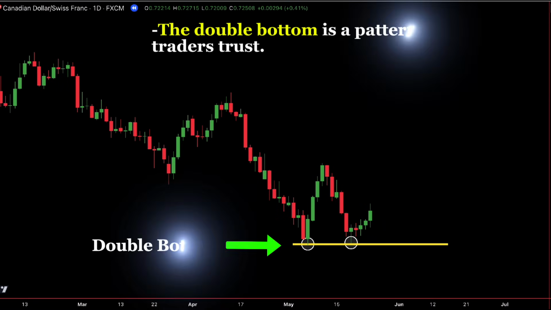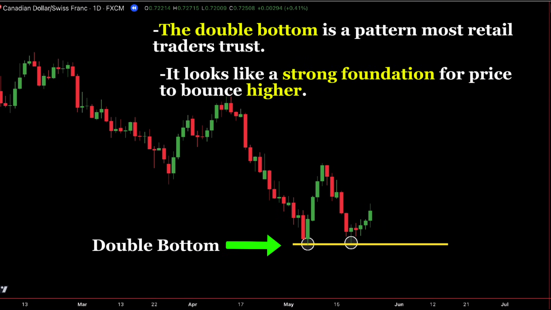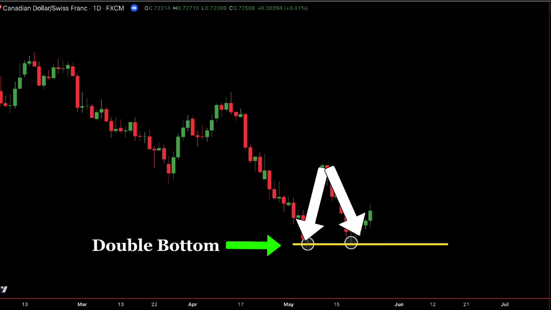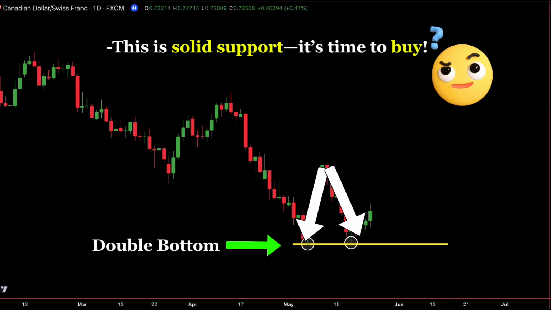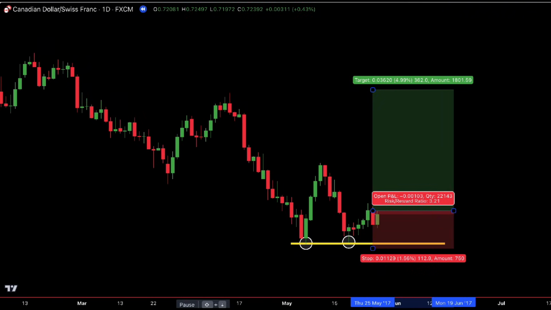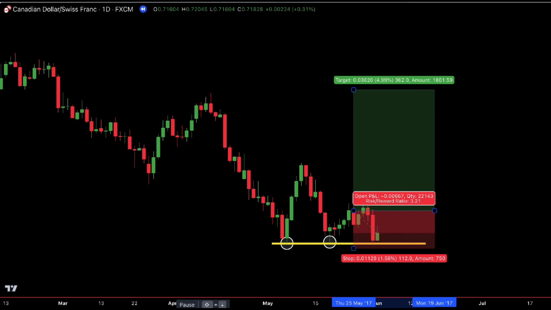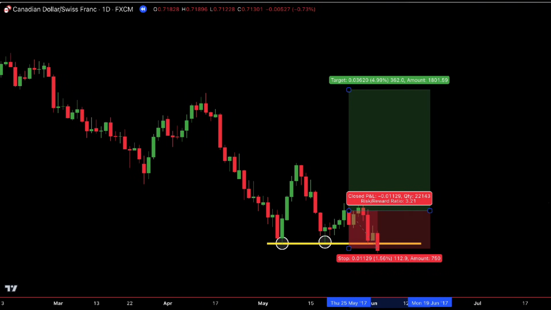The double bottom is a pattern most retail traders trust. It looks like a strong foundation for price to bounce higher. When the price tests a support level twice, you think, this is solid support. It's time to buy. You enter a long trade and place your stop loss just below the support level, confident it won't be broken. But here's the reality.